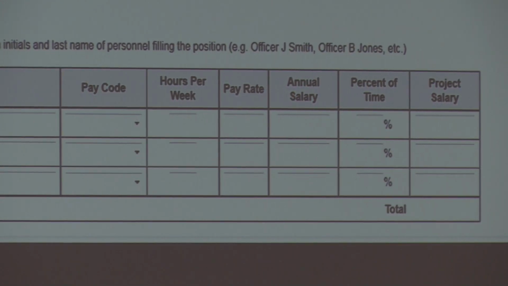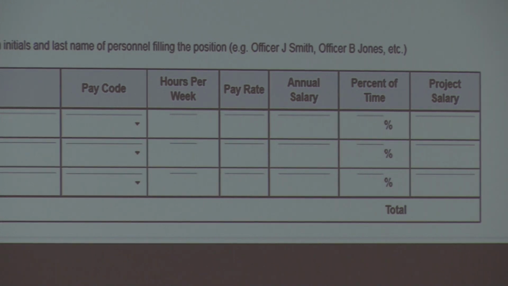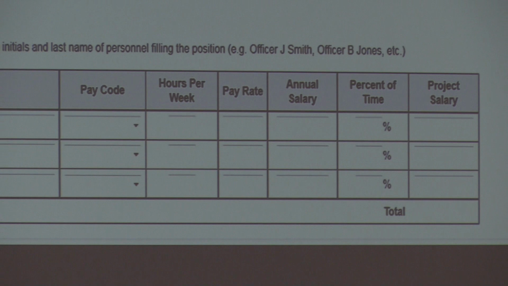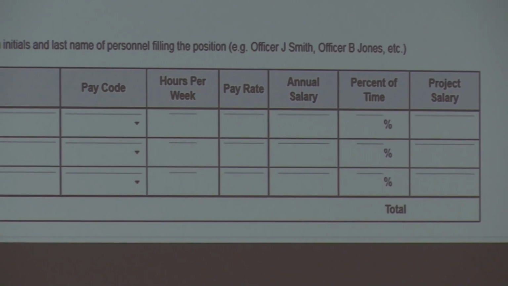The next one is hours per week. Some of you, 40 hours per week. If that's what it is, that's what you want to put here. The next one, right here, pay rate. What is the pay rate for the person that you've listed in the position and title? You want to put that here. If it's $18 an hour, that's what the pay rate is. Then we have the annual salary. List that there. What is the annual salary?